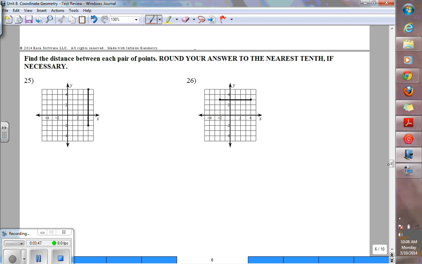Okay, I'm next asked to find the distance between each pair of points, and I'm asked to round to the nearest tenth if necessary. We know that for vertical and horizontal lines, we only have to count. So 1, 2, 3, 4, 5, 6, 7. 7 units. 1, 2, 3, 4, 5, 6. 6 units. All I had to do on 25 and 26.